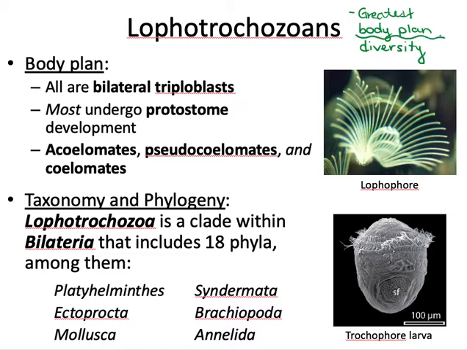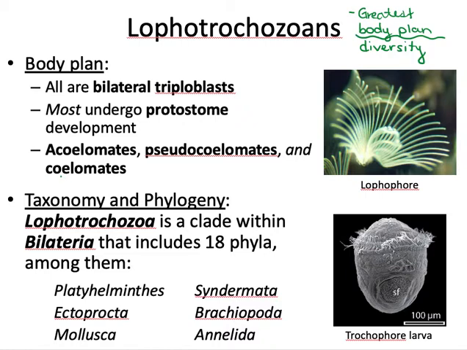So members within the Lophotrochozoa, as I've said, most are protostomes. The ones we'll be talking about today are protostomes, but some can be deuterostomes, and some have an unclear development type where scientists are not sure whether they're protostomes or deuterostomes. And some phyla are acoelomates, some phyla are pseudocoelomates, and then other phyla are coelomates.